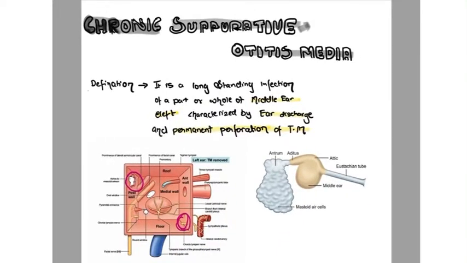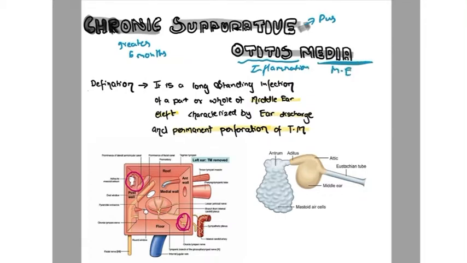So today we'll start with chronic suppurative otitis media. Chronic means anything which is greater than 6 months, all right? And suppurative means pus. Otitis is basically inflammation, and media is our middle ear.